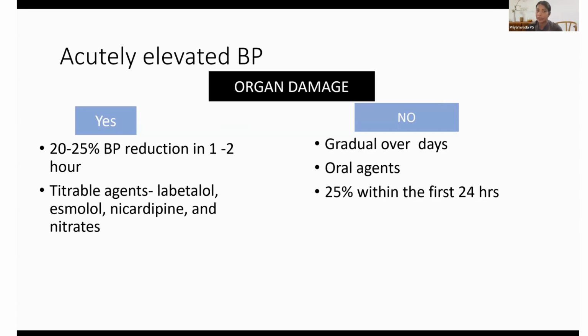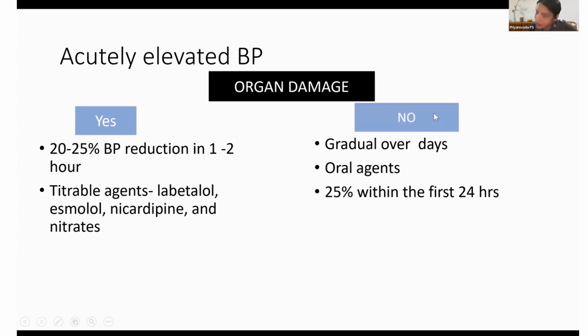So use a titrable agent like labetalol, esmolol, nicardipine or nitrates. Sodium nitroprusside, be careful in patients with chronic kidney disease, because nitroprusside has a cyanide component and the cyanide can accumulate and lead to cyanide toxicity. So if you are not sure, avoid sodium nitroprusside. And again, I believe it's very difficult to get sodium nitroprusside nowadays.